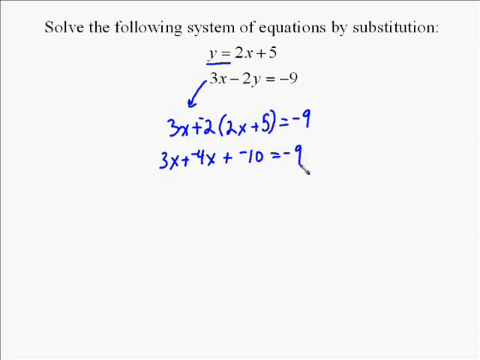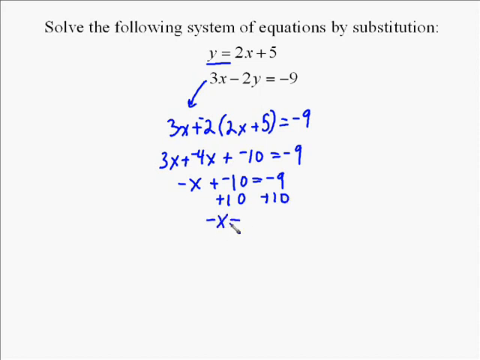We still haven't simplified the left side yet, so we need to get those x's together. Since they're on the same side, we're just going to add them. So 3 plus negative 4 gives us a negative x, or negative 1x. And then we have the negative 10, and that equals negative 9. To solve, we're going to add 10 to both sides, and so that's going to leave us with negative x equals, well, it's negative 9 plus 10, which is 1.